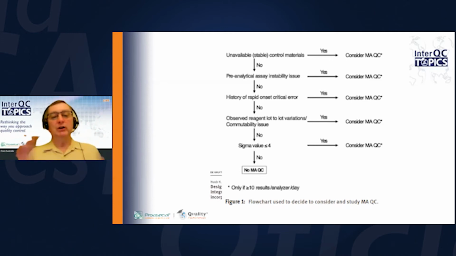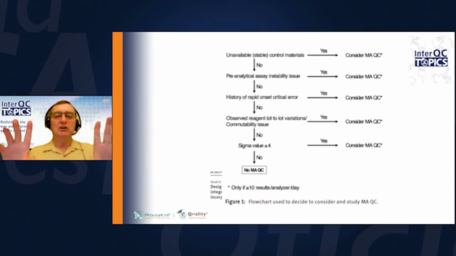Or if there's been problems with lot-to-lot variation, where you really want to look at what's happening with your patients over a long period of time, you should consider patient-based QC. So that's the other thing about patient-based real-time QC.